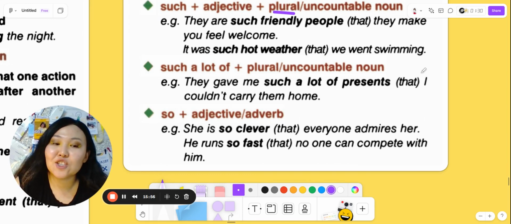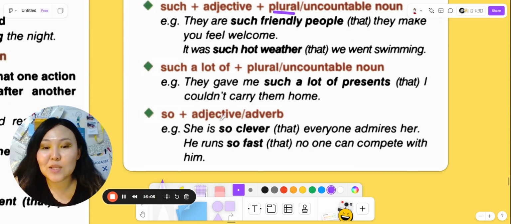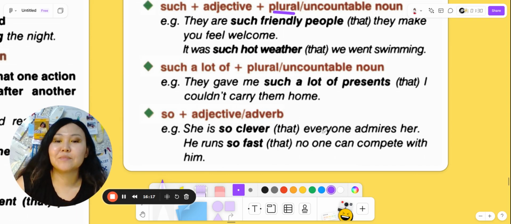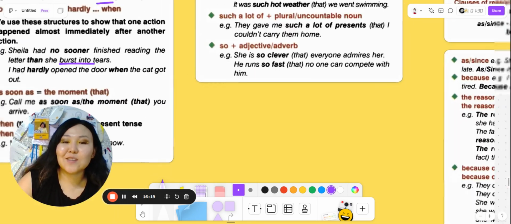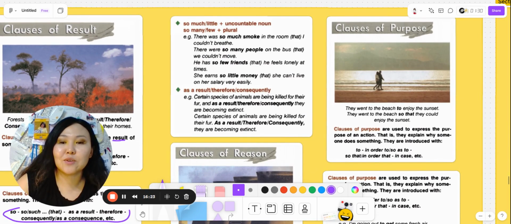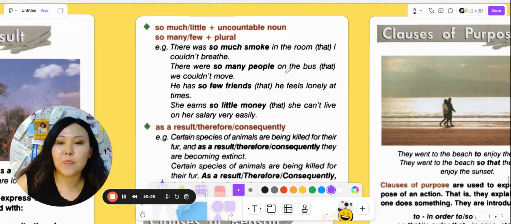So the next one is such a lot of plus plural or uncountable noun. They give me such a lot of presents that I couldn't carry them home. Yeah, such a lot of something. So plus adjective or adverb. She is so clever that everyone admires her. Or he runs so fast, no one can compete with him.